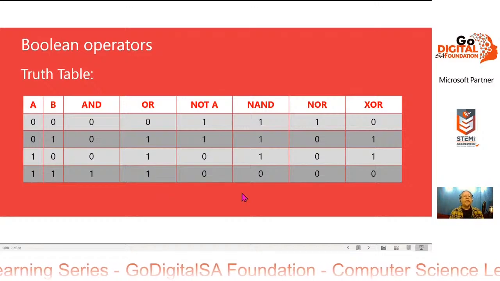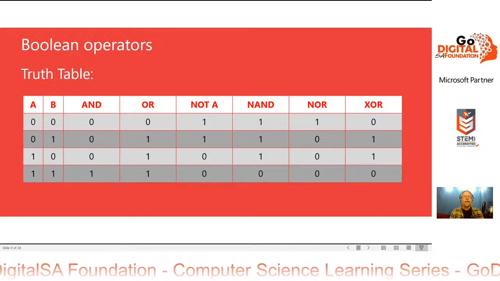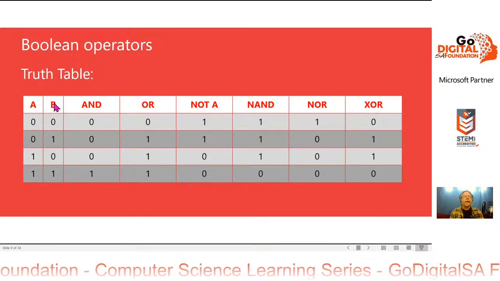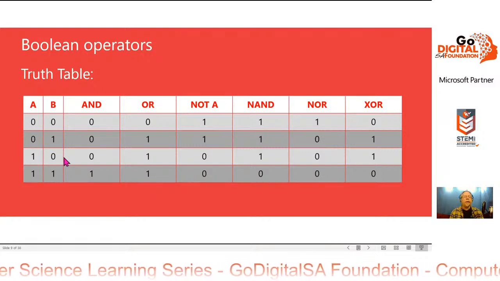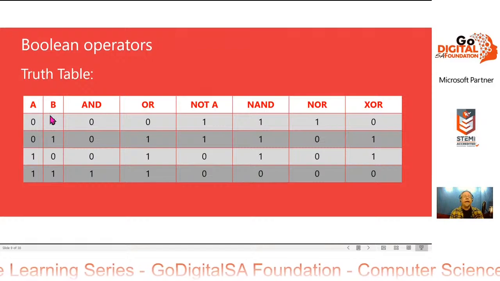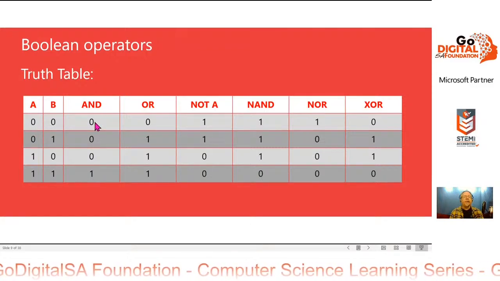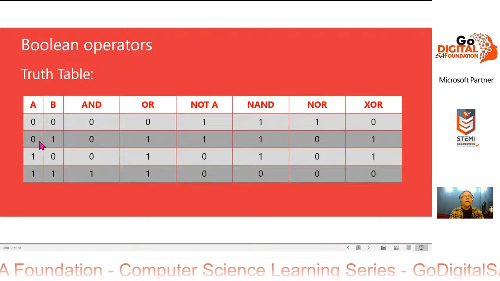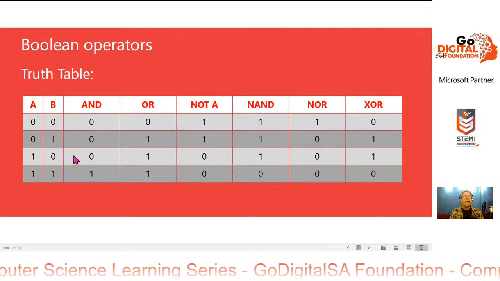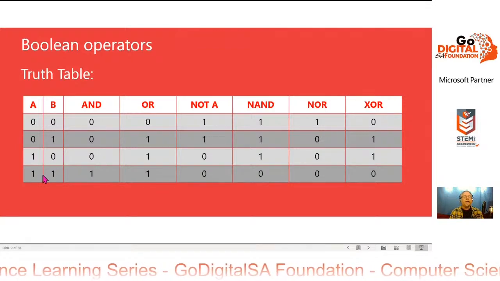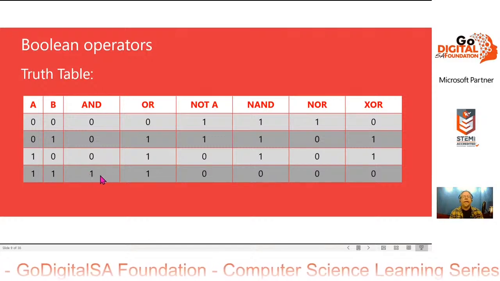Another way of doing a truth table is with zeros and ones, and this is probably the more conventional way of doing it. So here we've got A and B, and A could be 0, B 0, or A 0, B 1, or A 1, B 0, or both of them are 1. And again, if A and B are both 0, then A and B is 0. If A is 0, B is 1, A and B is 0. If A is 1, B is 0, A and B is 0. Only when A and B are both 1 is A and B 1.